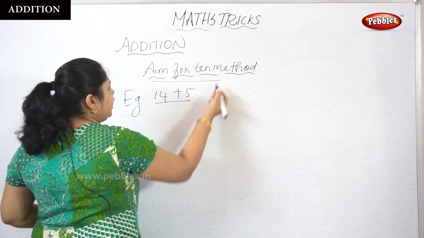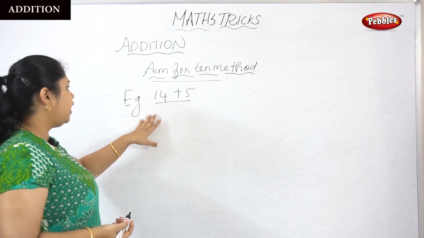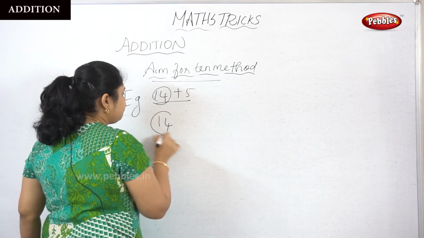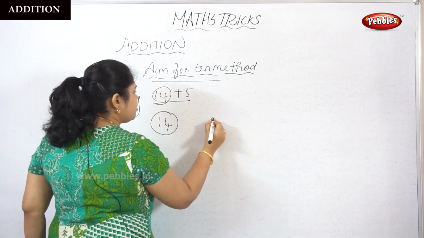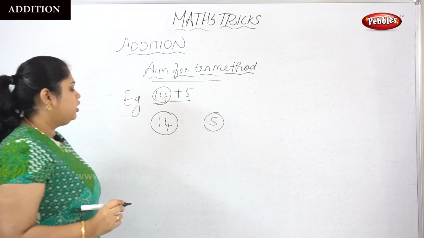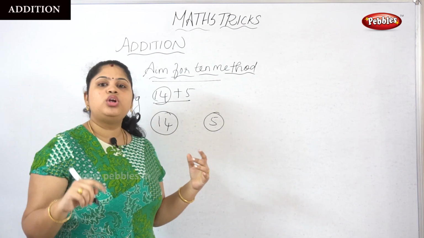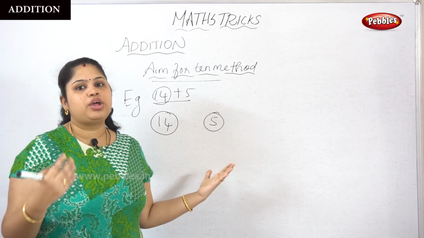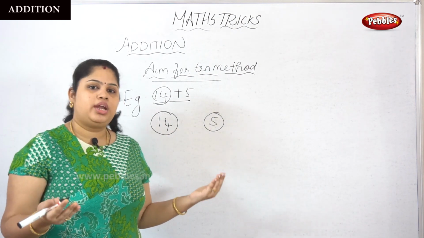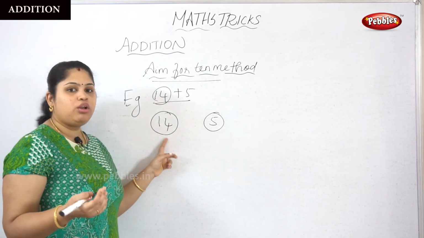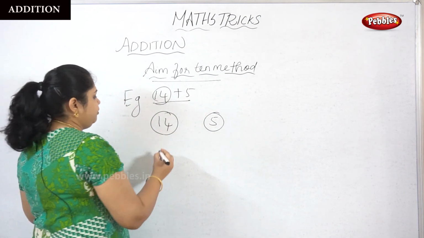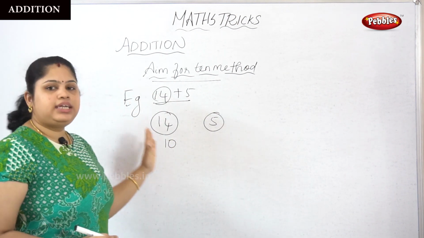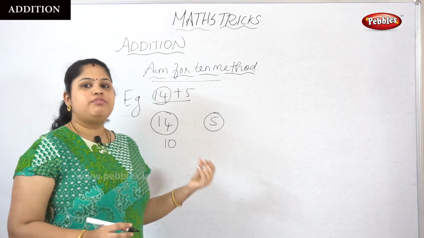So what is the heading? Aim for 10 method. We want to aim for a 10. 14 is the first number and 5 is the second number. We need to decide whether to subtract from the given number to get a 10, or to add a number to get a 10. If we subtract the 4, we will get the 10. If there is a 10, any addition we do will be easy.